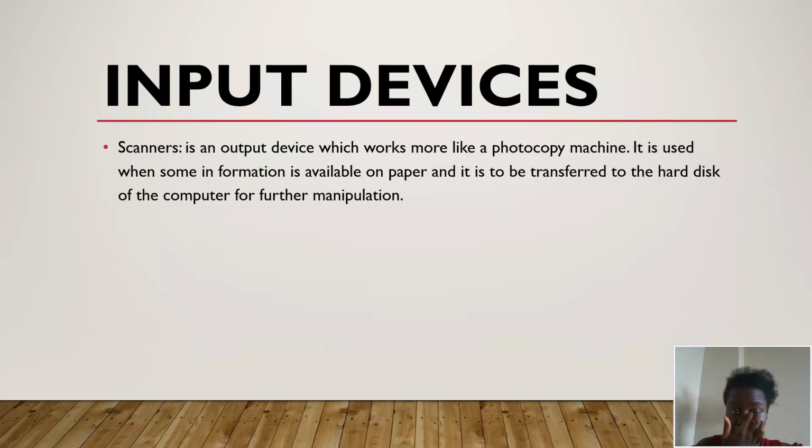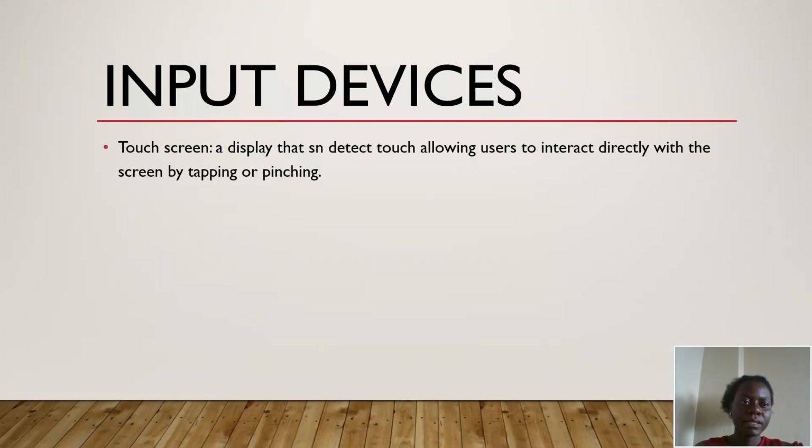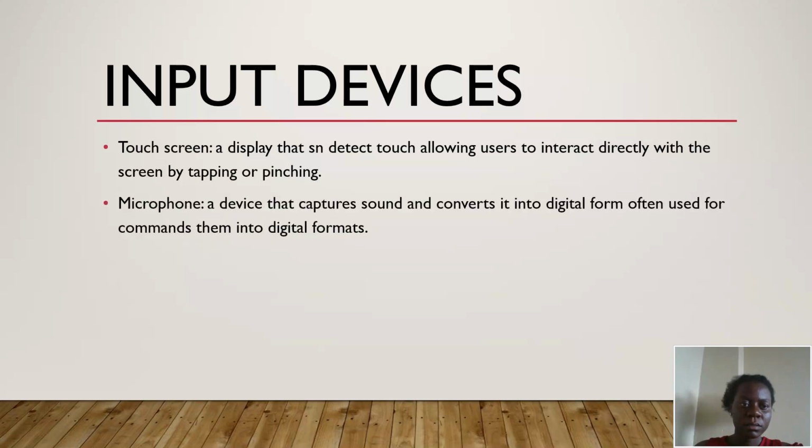Then the scanners. This is an input device which works more like a photocopy machine. It is used when some information is available on paper and it is to be transferred to the hard disk of the computer for further manipulation. Then we have the touch screen, and this is the display that detects touch, allowing users to interact directly with the screen by tapping or pinching.